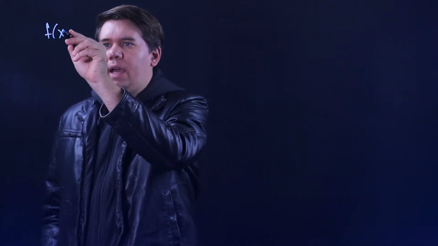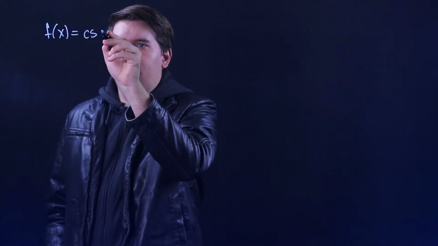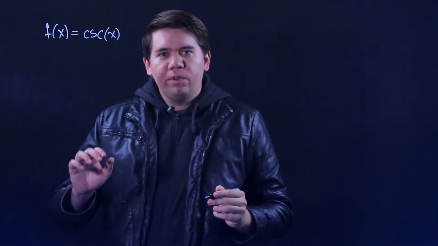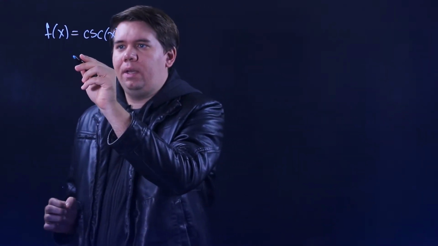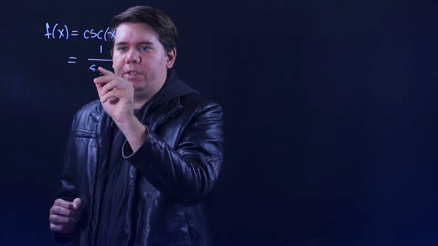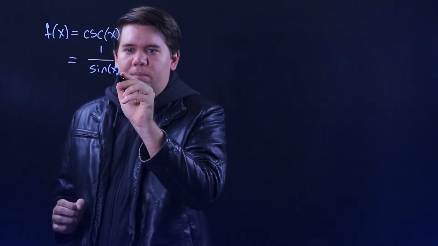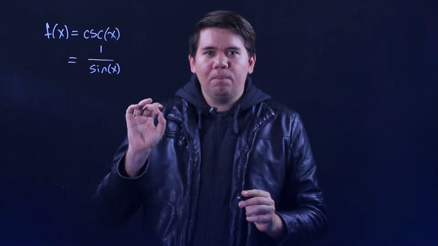In this video, we want to investigate the continuity of a couple of functions. The first function we'll look at is the function f of x is equal to cosecant of x. We call cosecant is defined to be 1 over sine of x. And so looking at this, you should immediately start worrying.